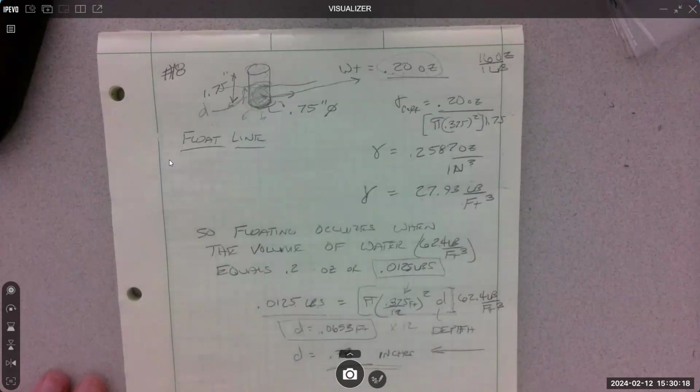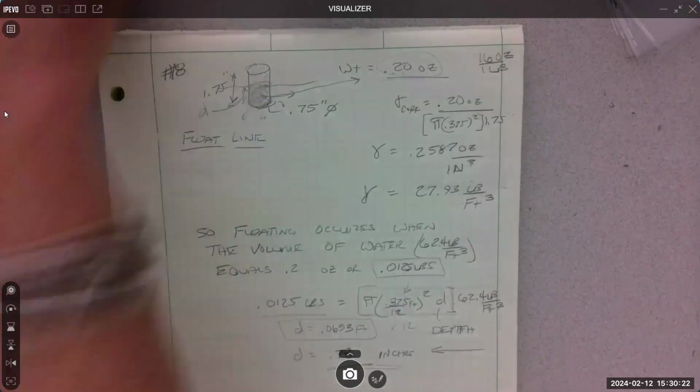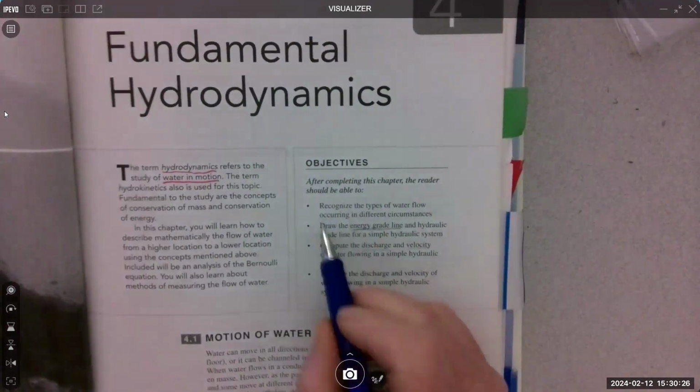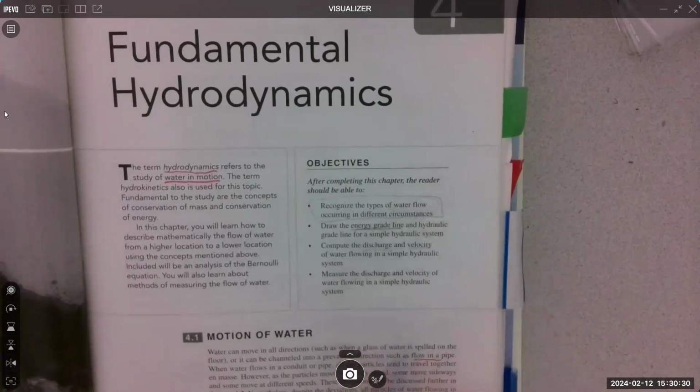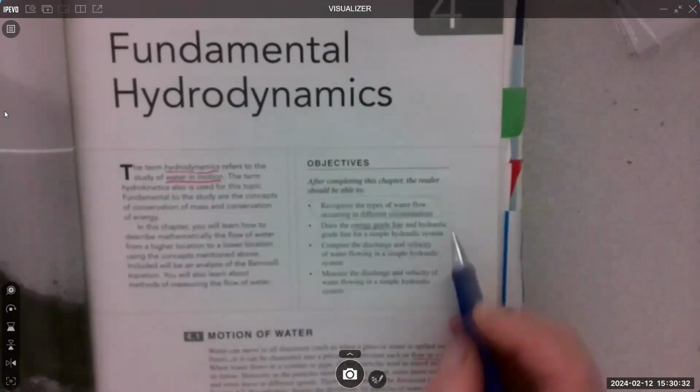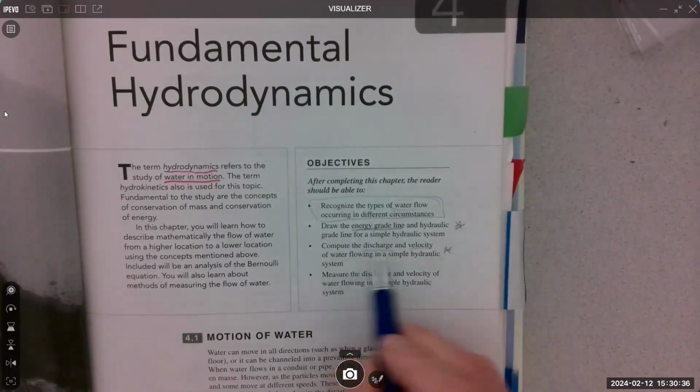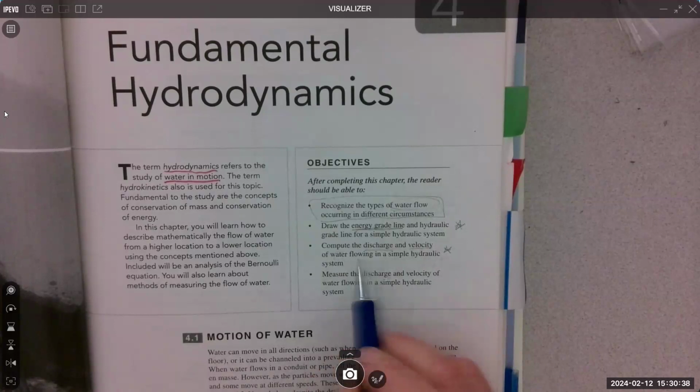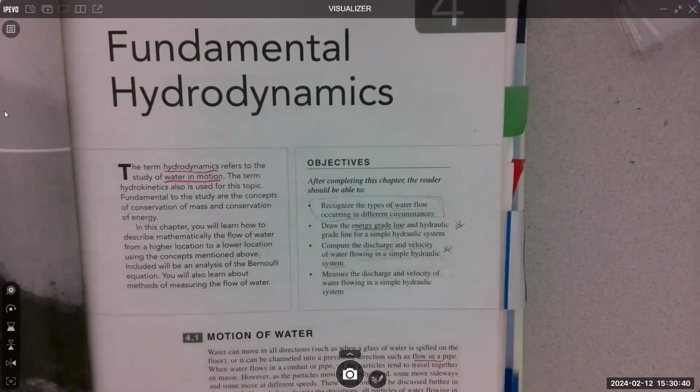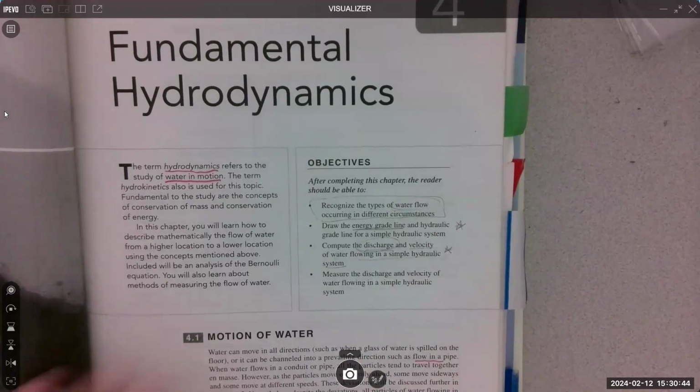I'm going to head into chapter 4. You all need to do some reading in chapter 4 because we are going to go into this first part, which says recognize the types of water flow. We will do energy grade lines, but we'll probably do this first: compute the discharge and velocity of water flowing in a simple system. So we will start into this.